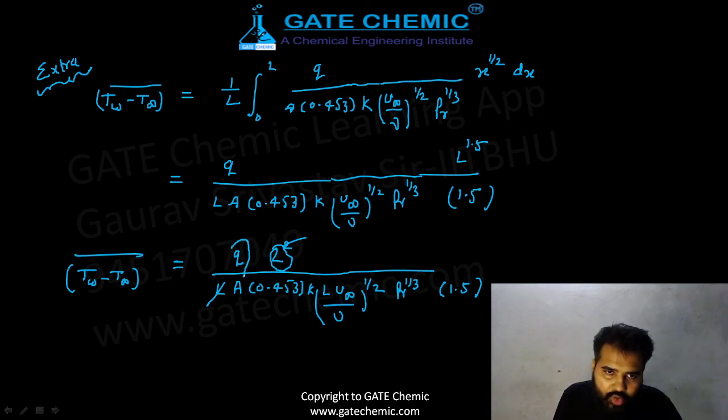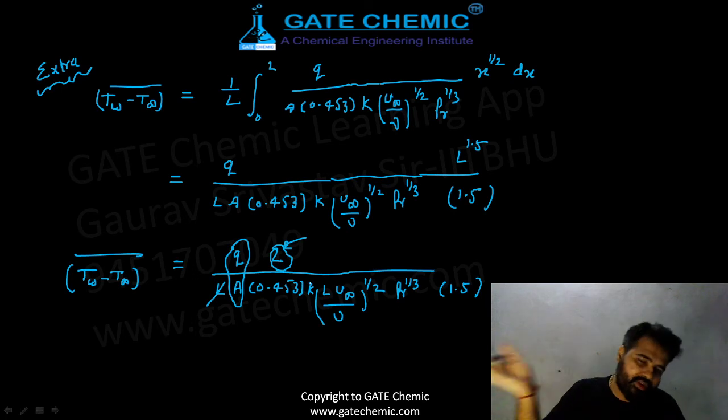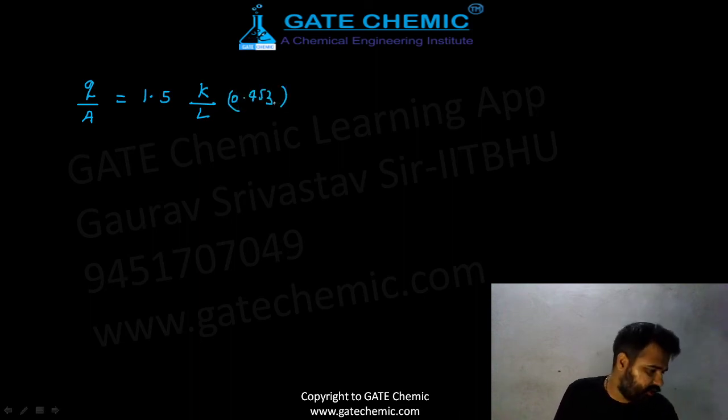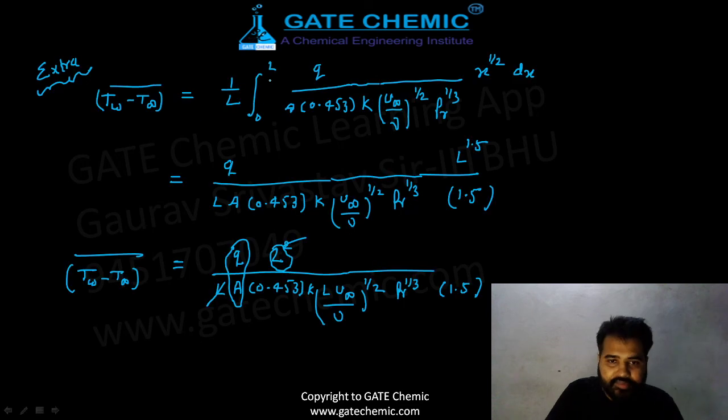Now q by A, I am going to write this q by A, beta, so you can see this is L by k. So in LHS it can be written as k by L, so 1.5 that parameter multiplied by k by L and multiplied by 0.453 and into, you can see beta, this is nothing but Reynolds number at x equals to L.